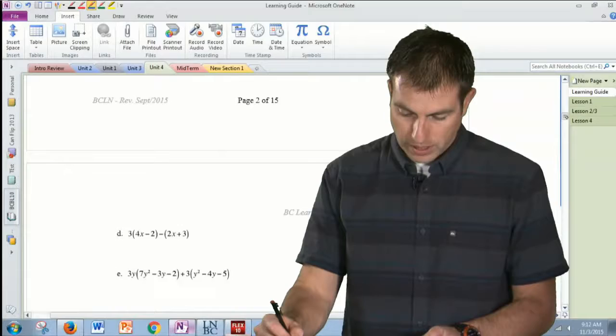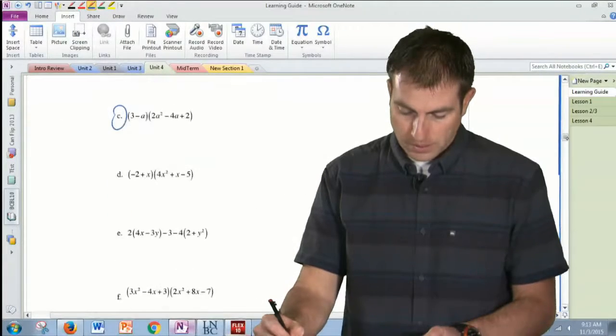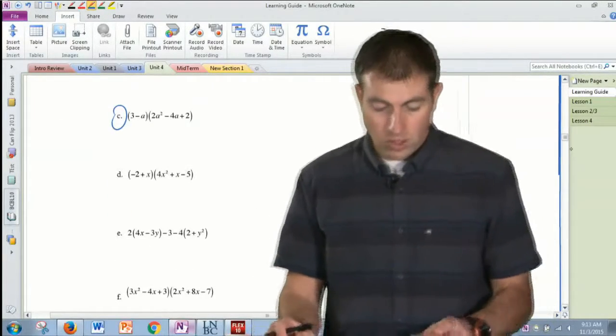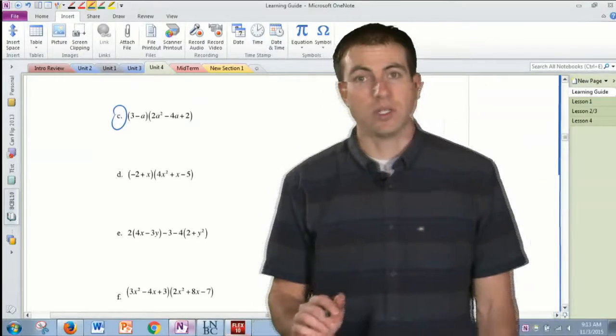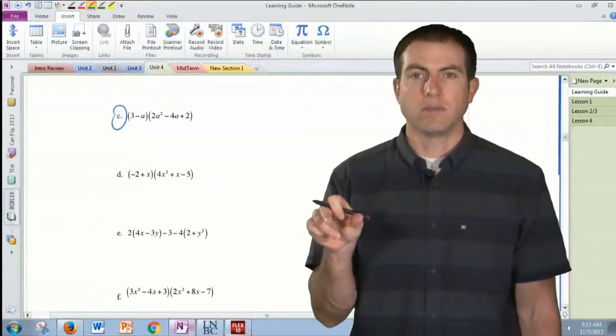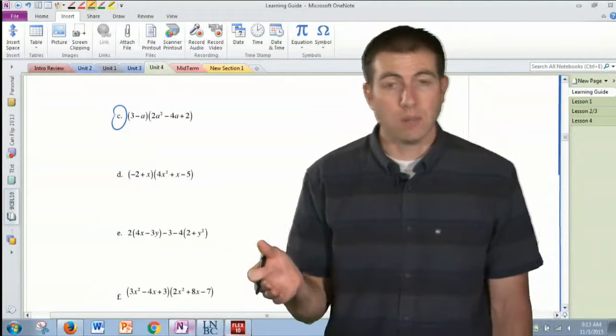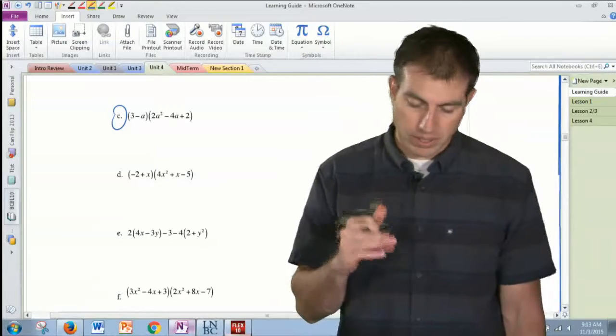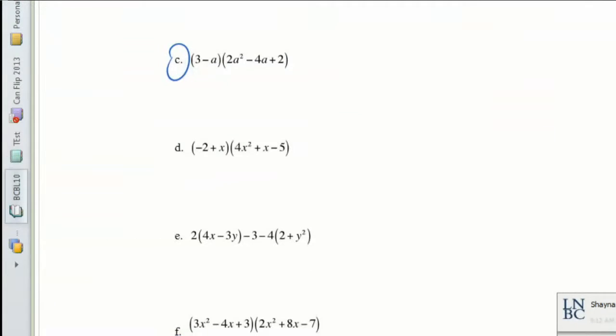All right, so the first thing we had was page 4, number C here. When we were expanding these things, what we're going to do is multiply everything in the first bracket by everything in the second bracket. Now, if we have binomials, we can use the acronym FOIL. But in this case, we don't have binomials. We have a binomial and a trinomial. So we're going to take this 3, multiply everything in the second bracket by the 3, and then we're going to take the negative a, and multiply everything in the second bracket by the negative a. So maybe I'll stick with these 2 colors here.